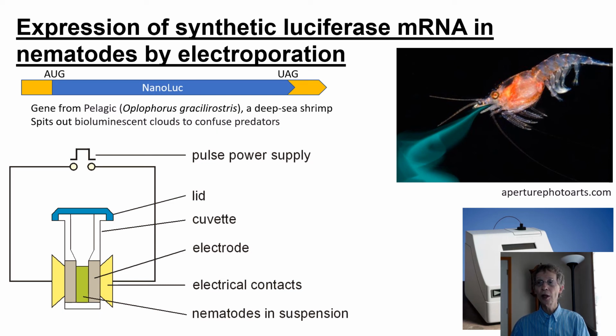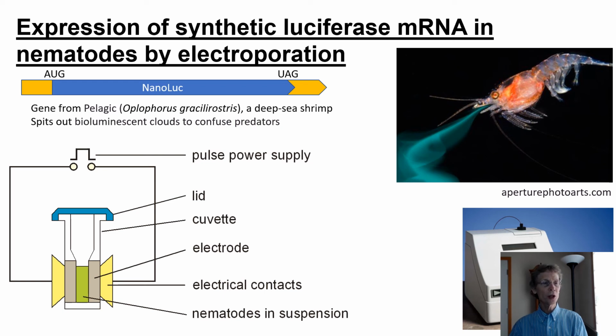And these shrimp, as a defense mechanism, spit out a luminescent cloud that confuses prey that are going to eat them. And this luminescent cloud is generated by a small luciferase enzyme. So what we did was we took the publicly available sequence for that enzyme and resynthesized it so that it would look like a nematode gene. And that's what this cartoon is supposed to represent. This is our nematode version of this nanoluc gene from the deep sea shrimp.